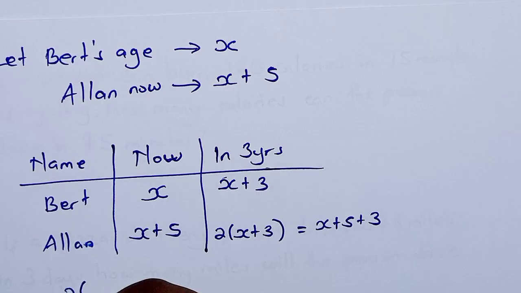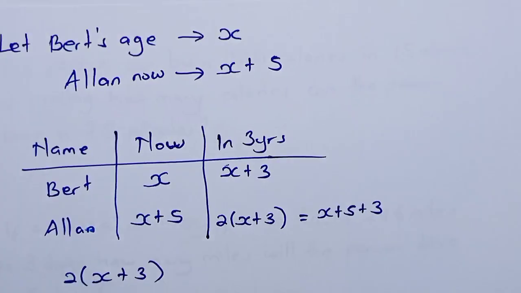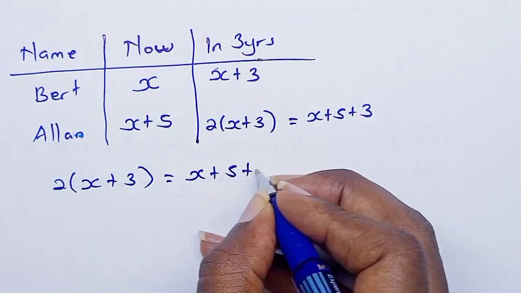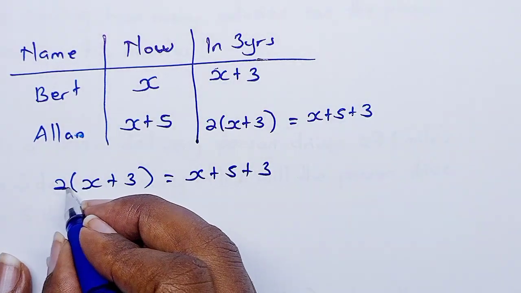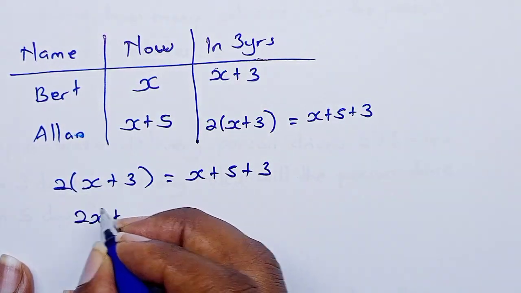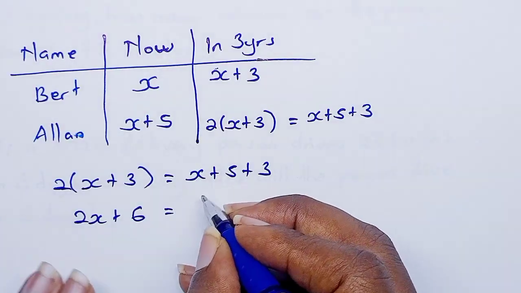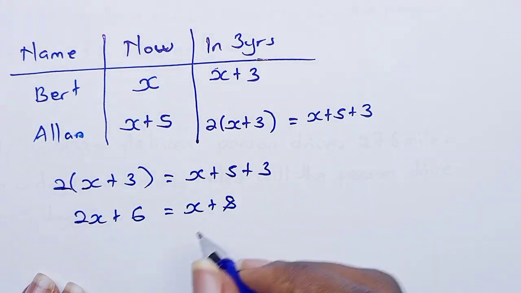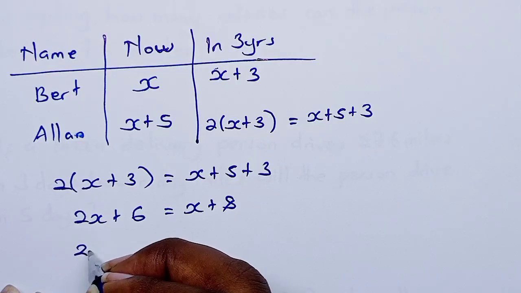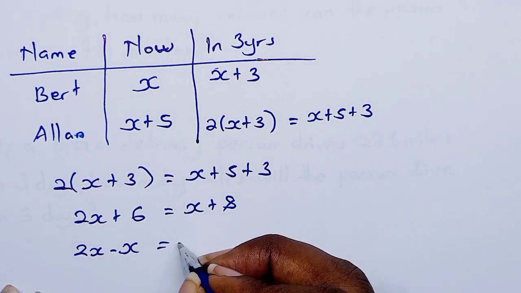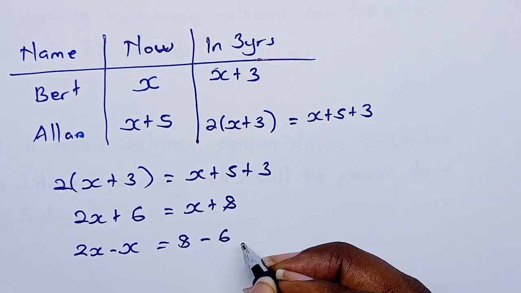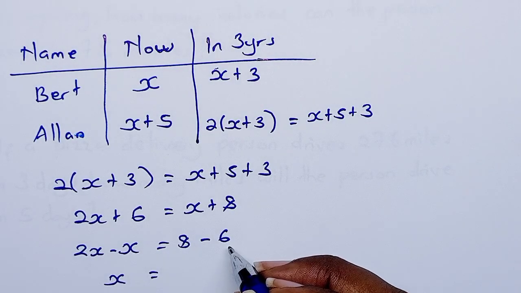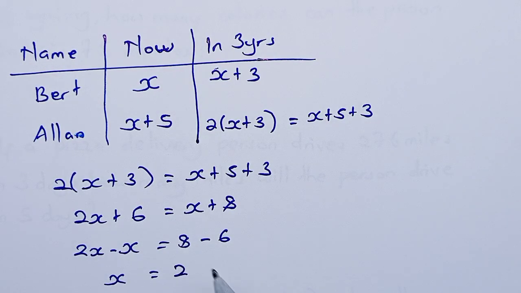So we have 2 into x plus 3 being equal to x plus 5 plus 3. So 2 times x is 2x plus 2 times 3 is 6, is equal to x plus 5 plus 3 is 8. So we collect like terms. We shall have 2x minus x being equal to 8 minus 6. 2x minus x is x, so x is equal to 8 minus 6, which is 2.